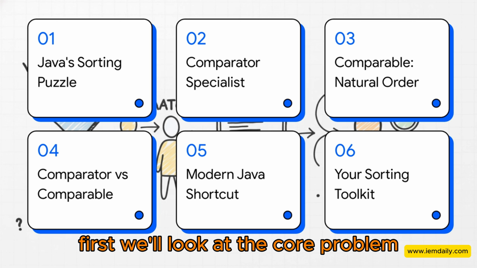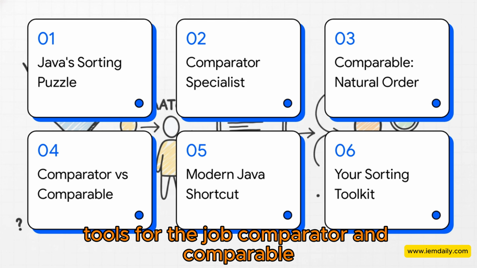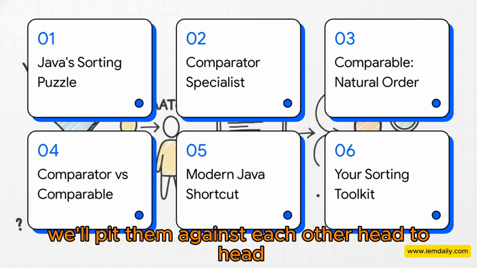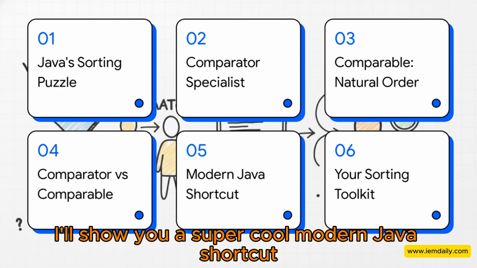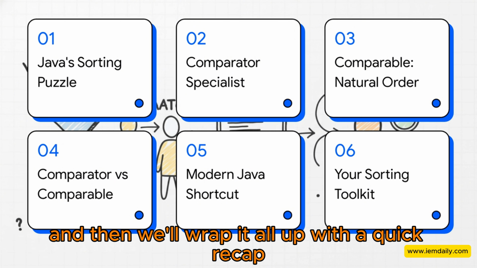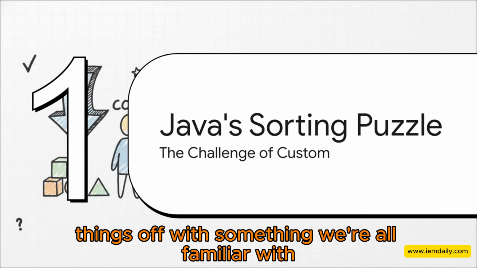First, we'll look at the core problem, the sorting puzzle. Then I'll introduce you to our two main tools for the job, Comparator and Comparable. We'll pit them against each other, head to head, so you know exactly when to use which. After that, I'll show you a super cool modern Java shortcut, and then we'll wrap it all up with a quick recap. Sound good? So, let's kick things off with something we're all familiar with.